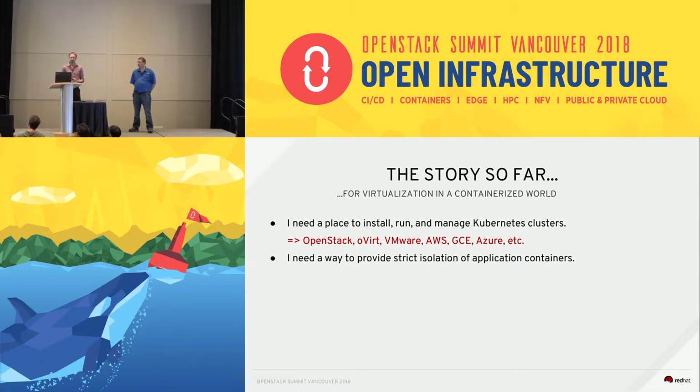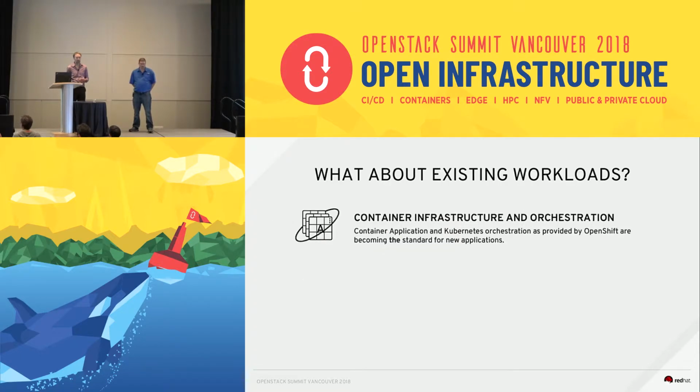The second most common intersection of these technologies, and the one you've probably heard the most about this week here at this conference, is I need a way to provide strict isolation of application containers, typically leveraging hardware-based virtualization technology in projects like Kata Containers and gVisor, and that's something that obviously has been a hot topic. Those technologies are focused on: I have an application container and I want to use virtualization as a way to provide strict security around that application container. But the question we asked ourselves is, what about existing workloads?